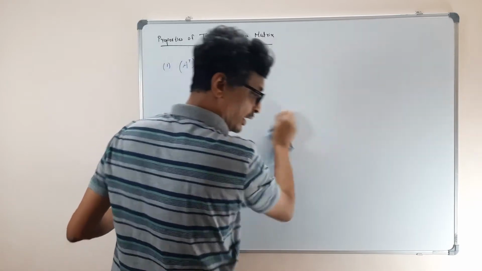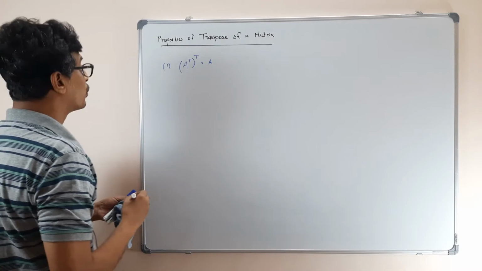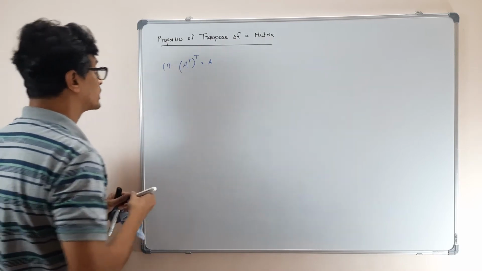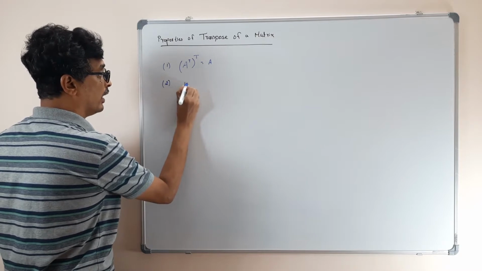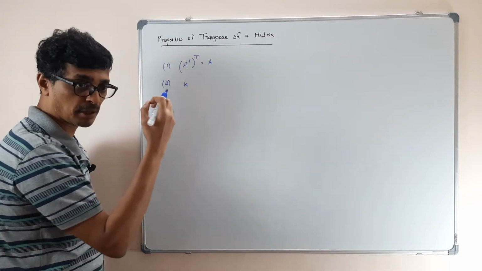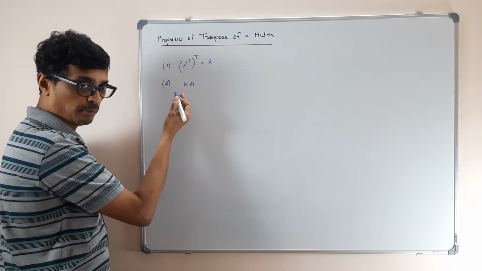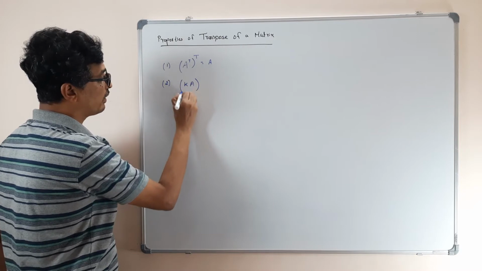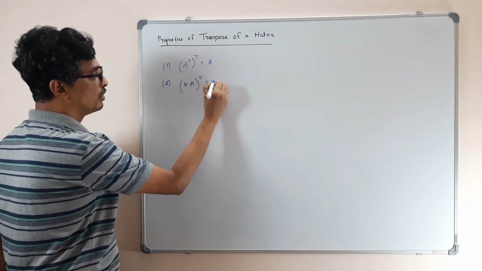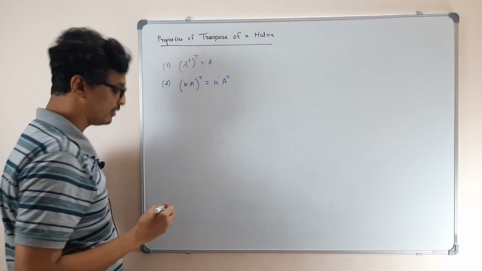The second property is scalar multiplication. Let K be a number, and you multiply it with a matrix A. When you take the transpose of it, this will be K into A transpose. Will that be correct?